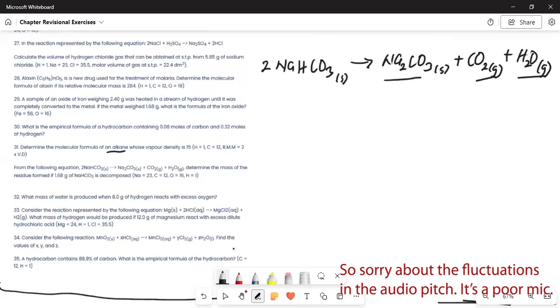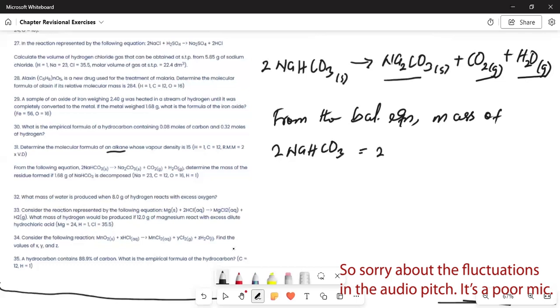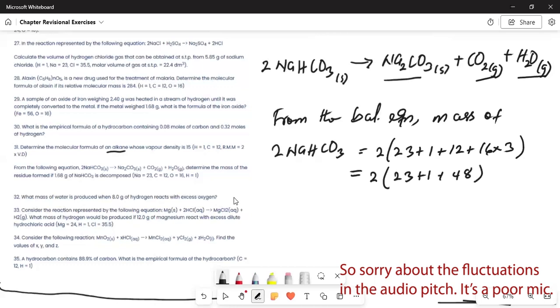So in essence, they are asking us to calculate the mass of sodium carbonate formed. So in this case, first of all, I need to know the mass of sodium hydrogen carbonate from the balanced equation. The mass of sodium hydrogen carbonate is 2 times sodium 23, hydrogen 1, carbon 12, oxygen 16, then times the 3 atoms. That will be 2 times 23 plus 1 plus 12 plus 48. 23 plus 1, 24, plus 12, 36, plus 48, 84... that gives 2 times 84, which is 168. That is the mass of sodium hydrogen carbonate that decomposes.